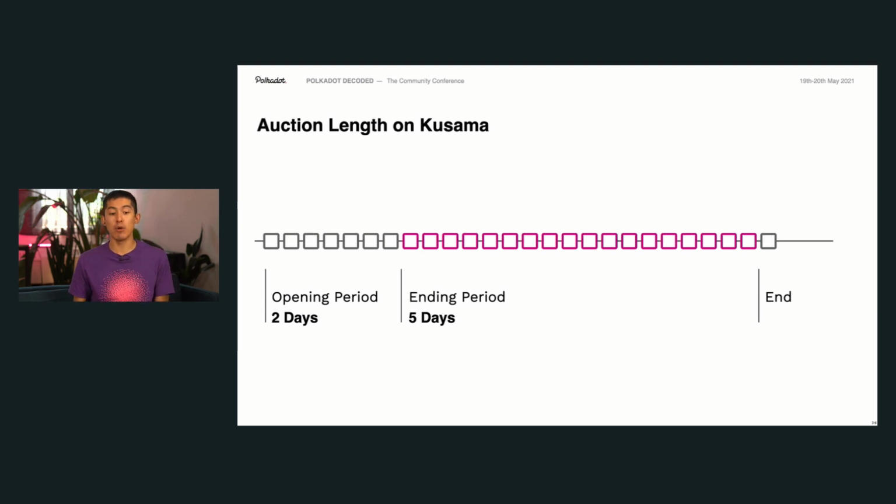The auctions on Kusama will be 7 days long, with a 2-day opening period and a 5-day ending period. This should give everyone plenty of time to both set up their bids and their crowdloans, and for participants to join the crowdloan process and the auctions on Kusama.